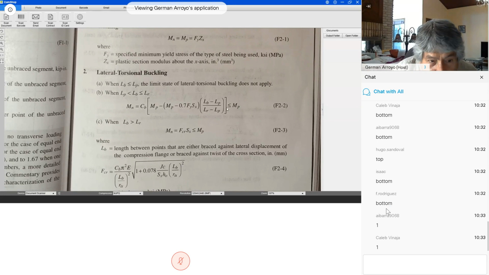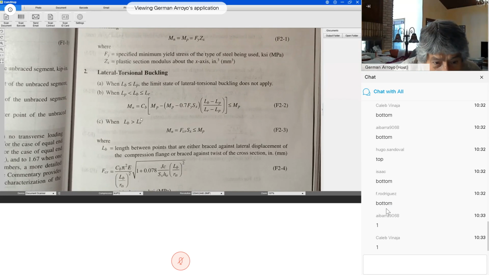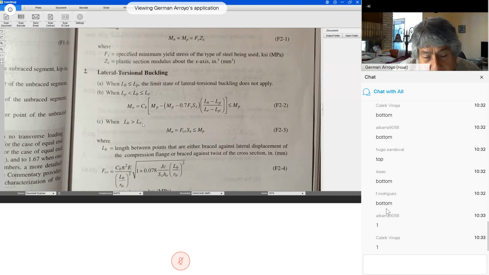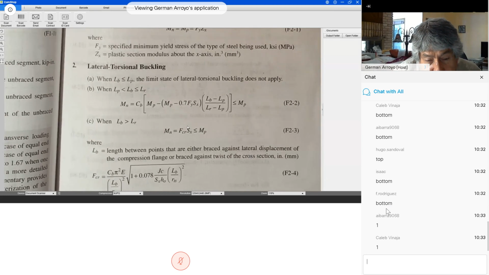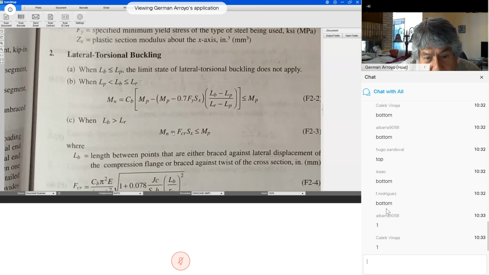So this is a good limit. And when lambda sub b is larger than lambda sub r, the way we compute this is the critical stress times S sub x. Again, it has to be smaller than M sub p.